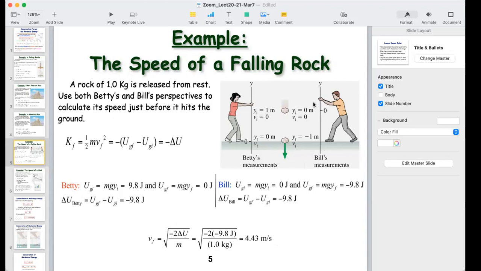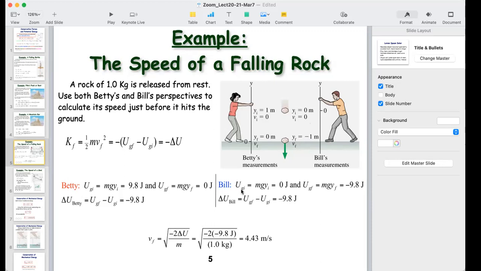Now let's look at Bill's case. In Bill's case it is still a similar situation. The only change that we made here is to bring the origin up to where it was 1 meter before. Now we put the origin of our axis at 1 meter. So the rock goes from 0 meter to minus 1 meter, okay? Because the reference system has a 0 in the hands of Bill. So here we have y initial is 0, v initial is 0, y final is minus 1 meter, and v final is what we are looking for.